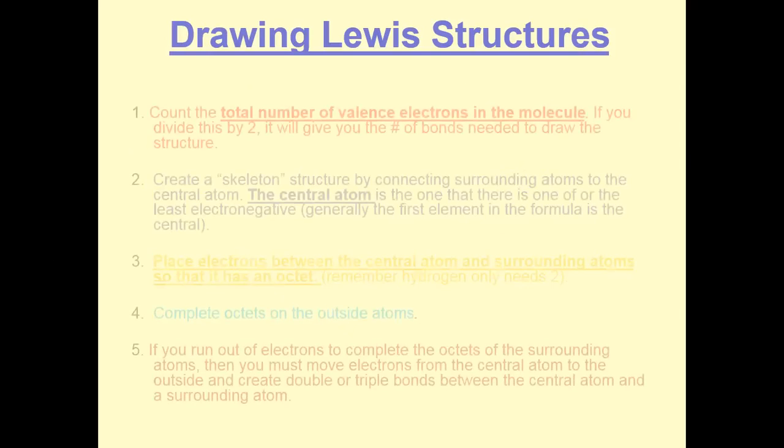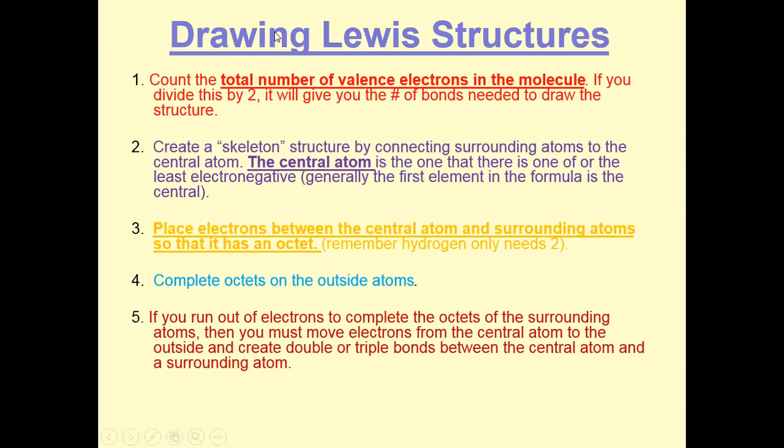How do you draw a Lewis structure? One, count the total number of valence electrons in the molecule. If you divide by 2, it will give you the number of bonds needed to draw the structure.